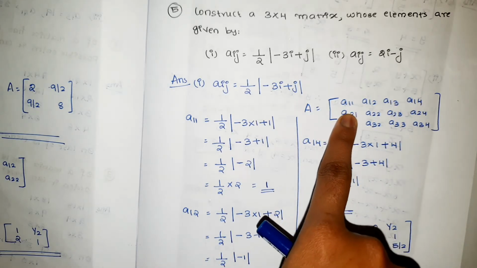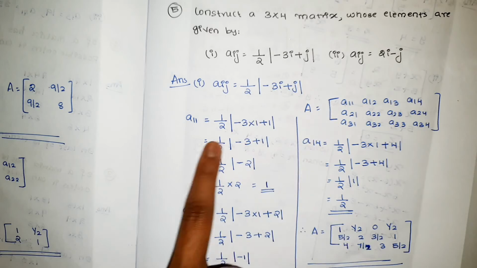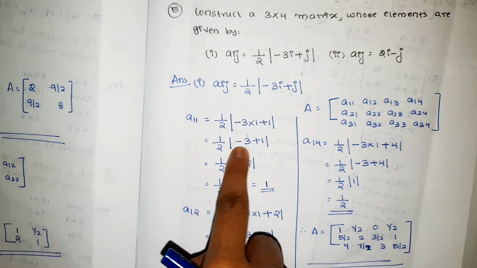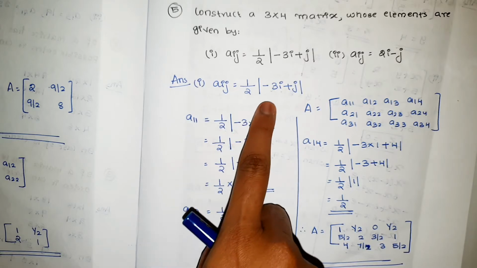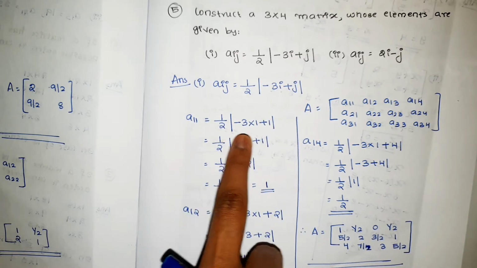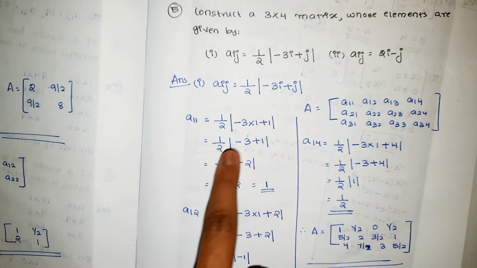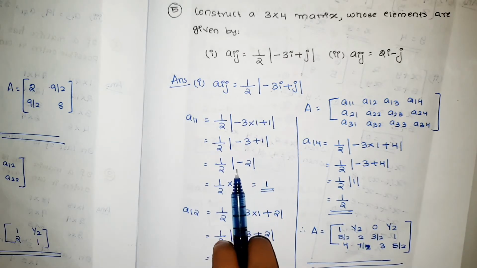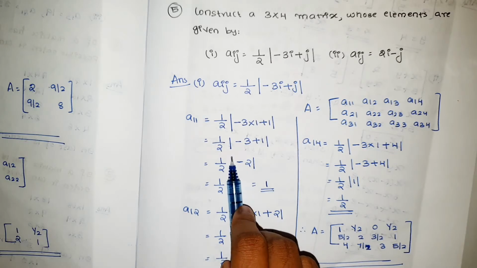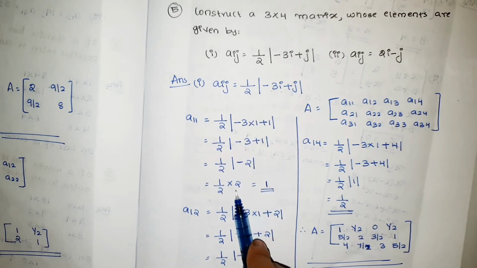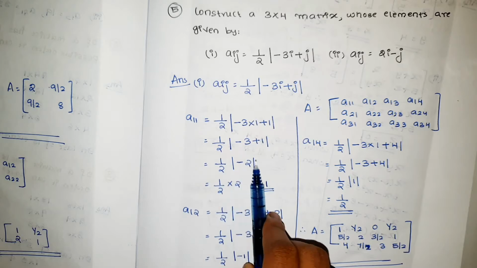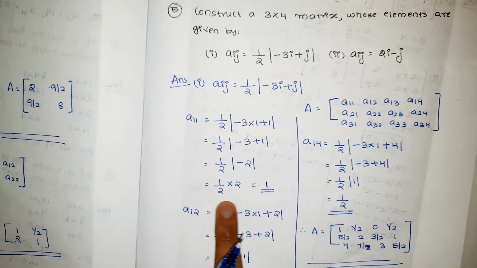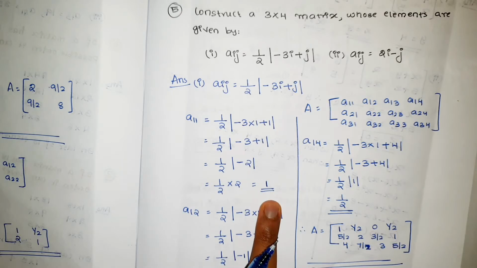So first we can find the first element, A11. A11 is 1 by 2 into mod of (3 minus 3 into, instead of i we can substitute 1, plus 1). Half into mod of (minus 3 plus 1), that is equal to minus 2. The modulus of minus 2 is plus 2. When we remove the modulus symbol, it will come as a positive value. So half into 2 is equal to 1.